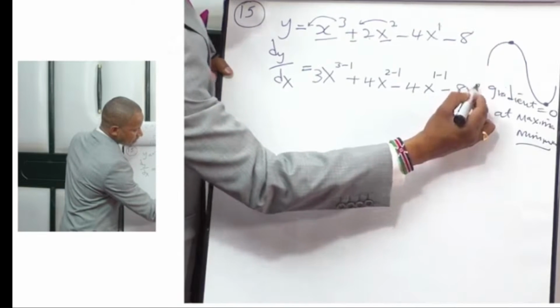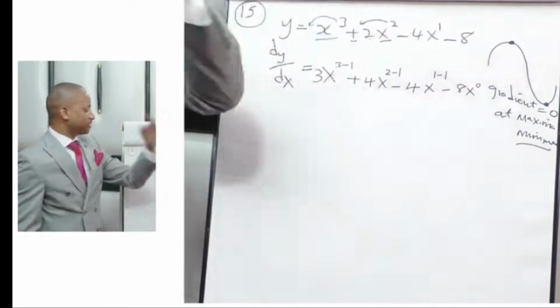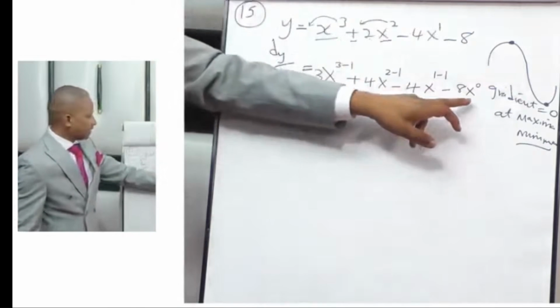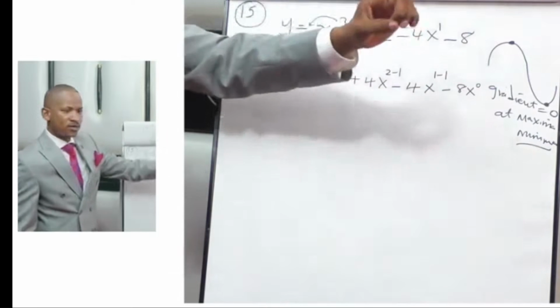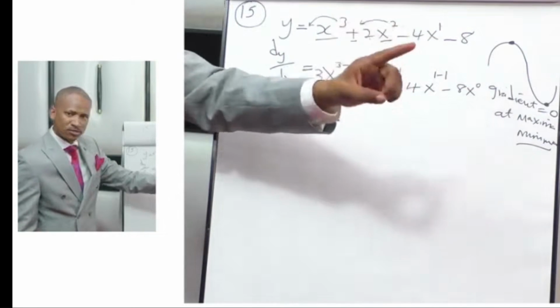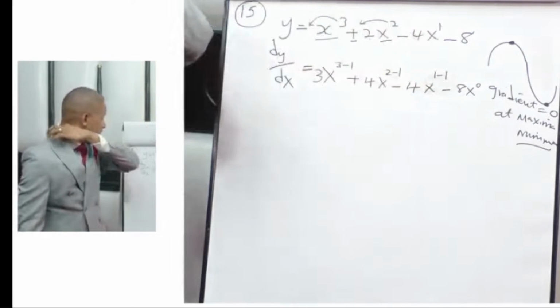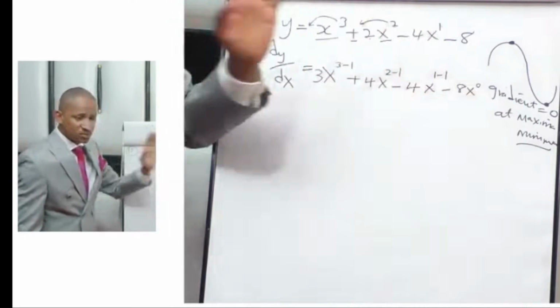x raised to power 0. Be careful here. I want to tell you how we are getting rid of this 8. Any number raised to power 0 is 1. A million raised to power 0 is 1. 1,000 raised to power 0 is 1. 2 raised to power 0 is 1. 8 raised to power 0 is 1. x raised to power 0 is 1.